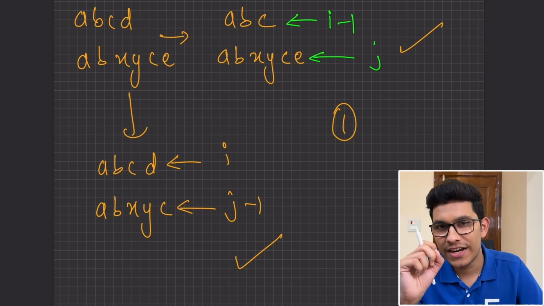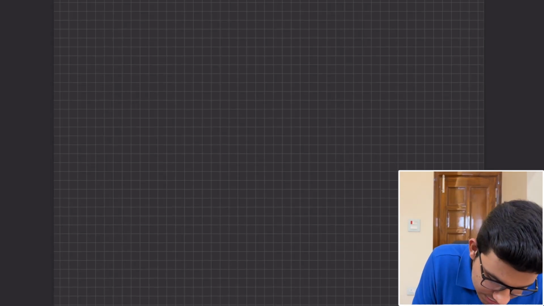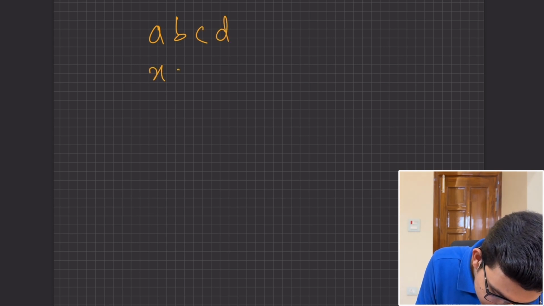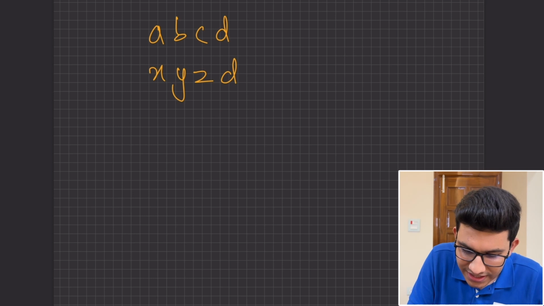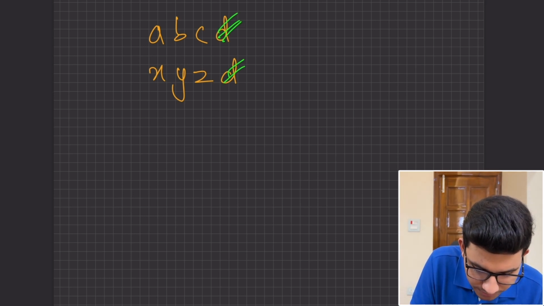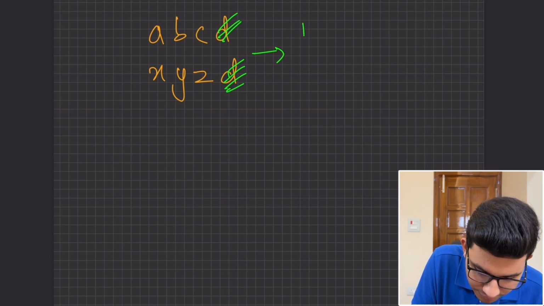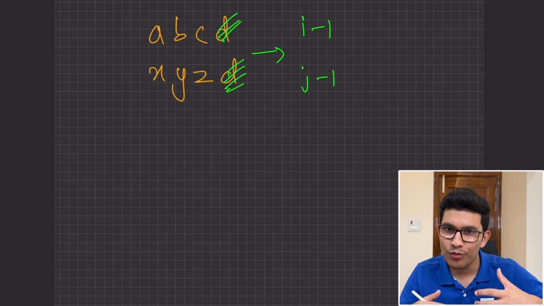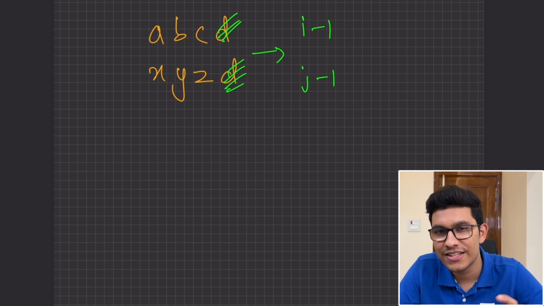Now what happens if, let's suppose, the last character of string A matches with the last character of string B? Let's suppose you have A, B, C, D and you have X, Y, Z and D. Can I say if the last character is already matching, just discard it, don't care about it, and reduce the length of this by 1 and reduce the length of this by 1? Correct? So we clearly know what are all the possibilities that this could result in.